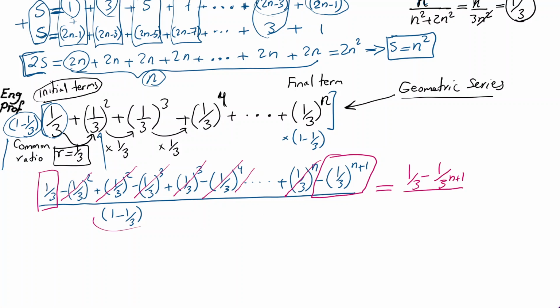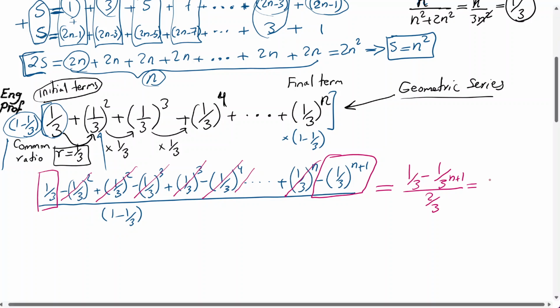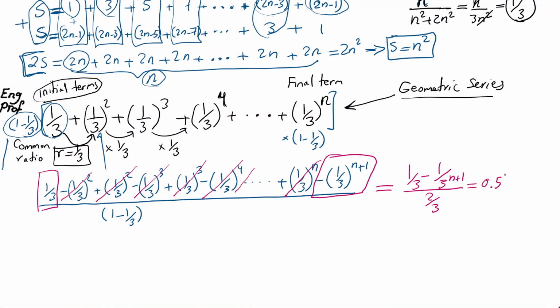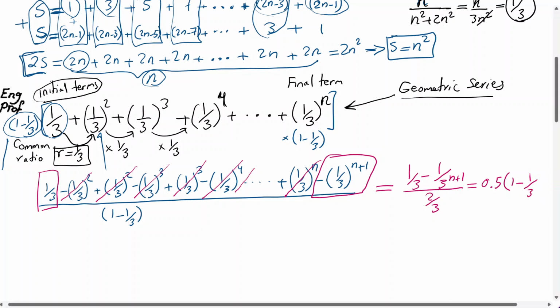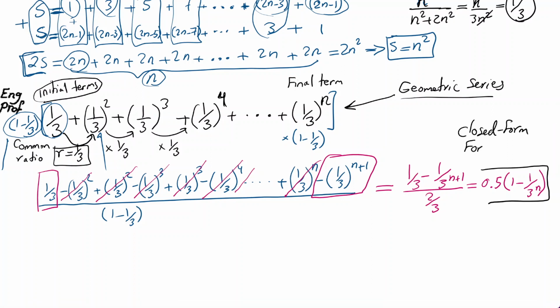So basically we end up with 1 over 3 minus 1 over 3 to the power n plus 1, divided by 2 over 3. We can multiply numerator and denominator by, let's say, 3. It becomes 0.5 times 1 minus 1 over 3 to the power n. That is the closed form formula for the finite version of the overall summation. So I'm going to write it here. That is my closed form formula for the finite version of the compound series or sum.